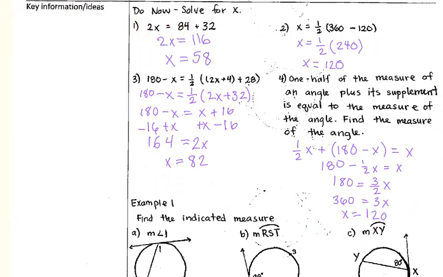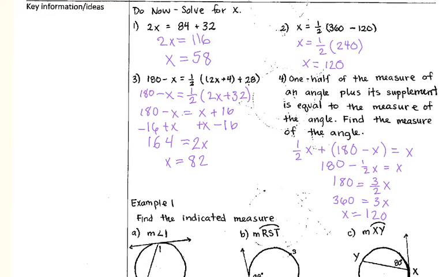For number 1, I combined like terms. 84 plus 32 is 116. So 2x equals 116. Divide both sides by 2. You will get x equals 58. And for number 2, simplify inside the parentheses first. That gives us 240. 1/2 of 240 is 120, so x is equal to 120.